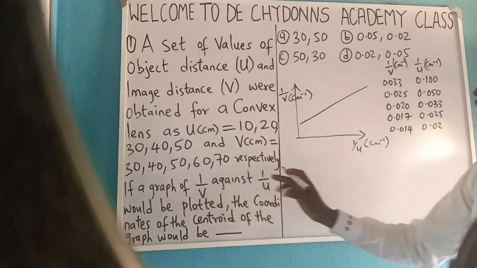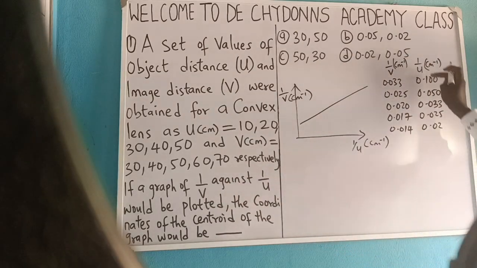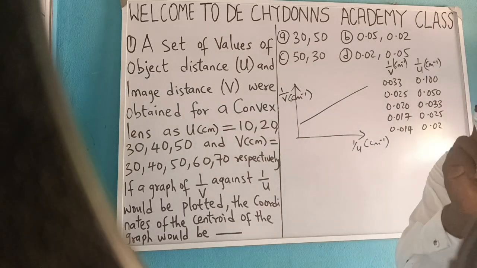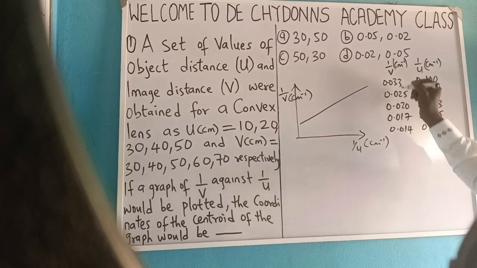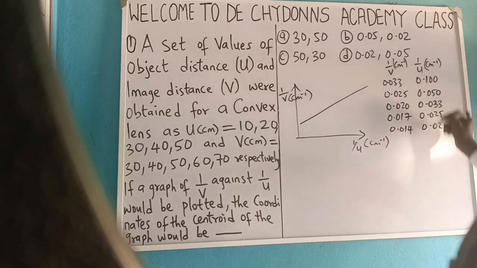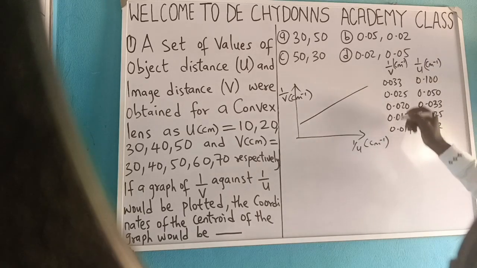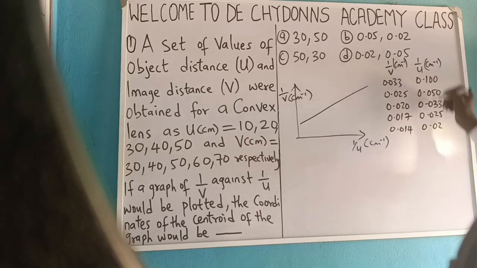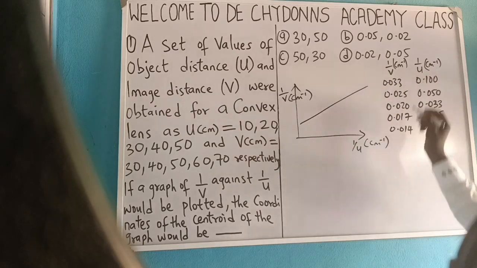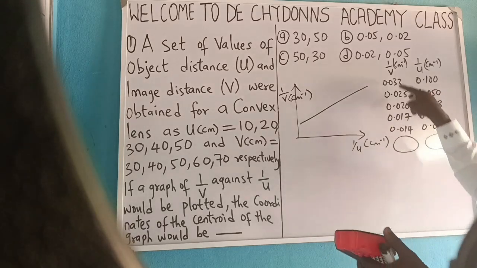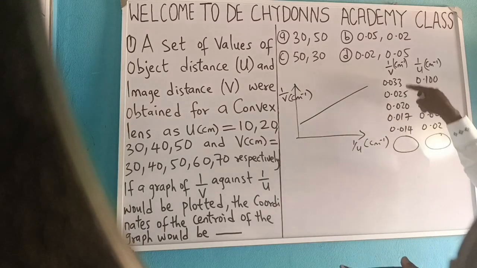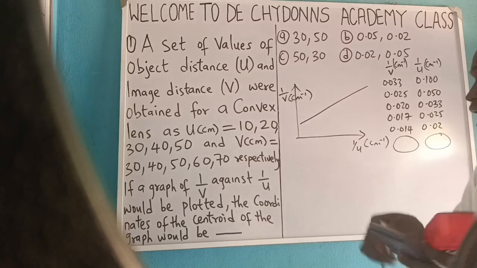They said a graph of 1 over v is plotted against 1 over u. If you are plotting this graph, you must get the mean or the average of these two parameters. All these readings, get their average. How do I get it? Add everything, then divide by 5, since that is how many they are.